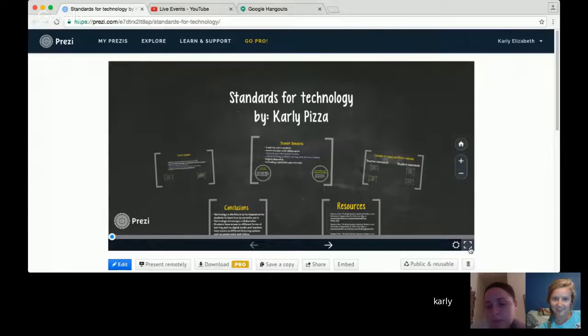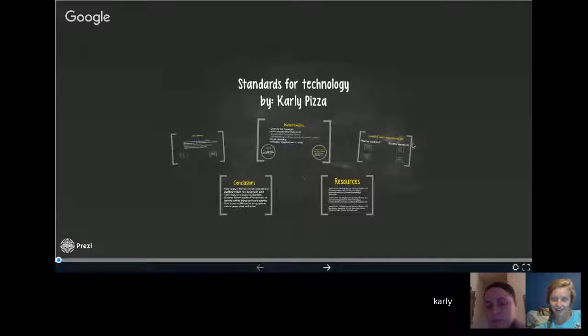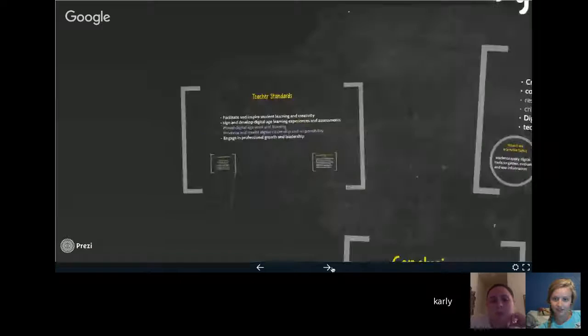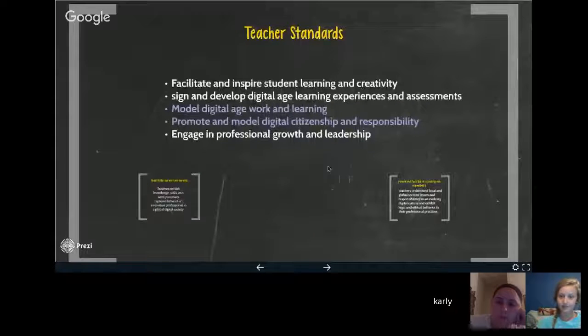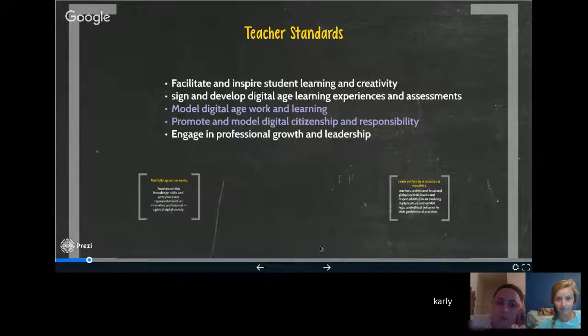Okay, so my name is Carly Pisa, and I did the standards for technology here. At first, I listed all of the teacher standards here, and I highlighted the ones in purple, which are the ones that I'm going to be going over, which are model digital age work and learning, and promote and model digital citizenship and responsibility.